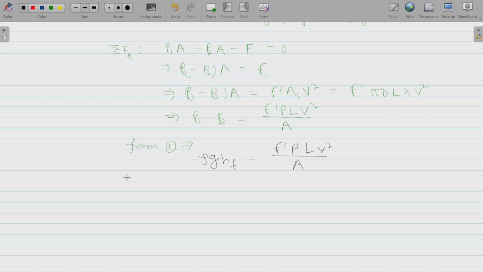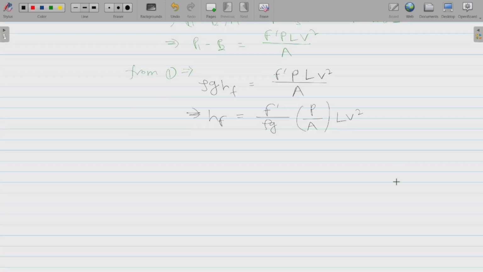Now from here you are required to find the head loss, right? So HF can be separated and written as equal to F prime divided by rho g, and P upon A, L V square.